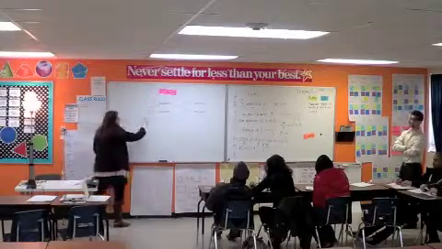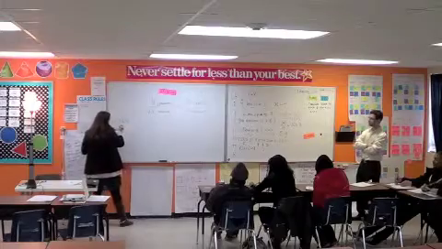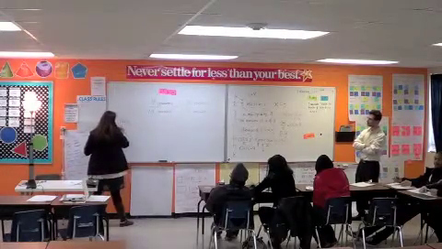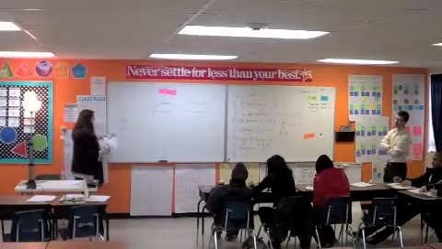120. What do you do? 4 times 3, add 0. And then we have the number of minutes. That's wrong. What's 120 divided by 10?